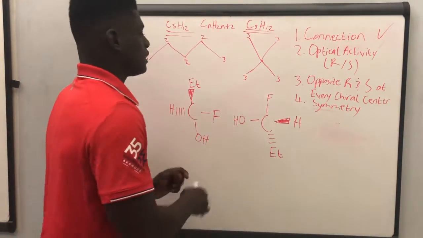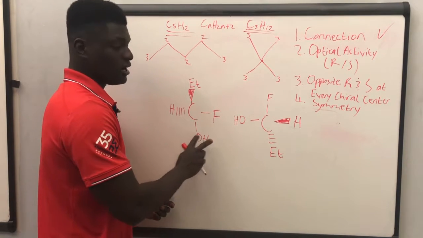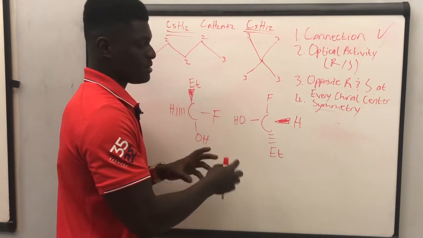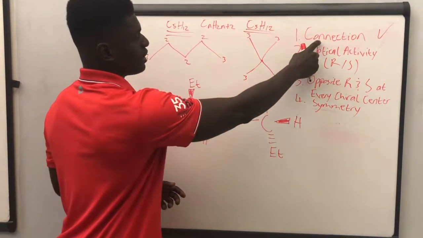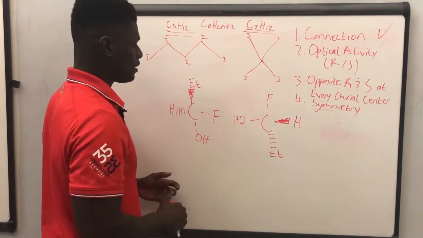So let's go back here, right? We clearly see we have four different connections around our carbons, and they're the same connections. Therefore, we have connectivity check and we have chirality check. So these are chiral molecules.